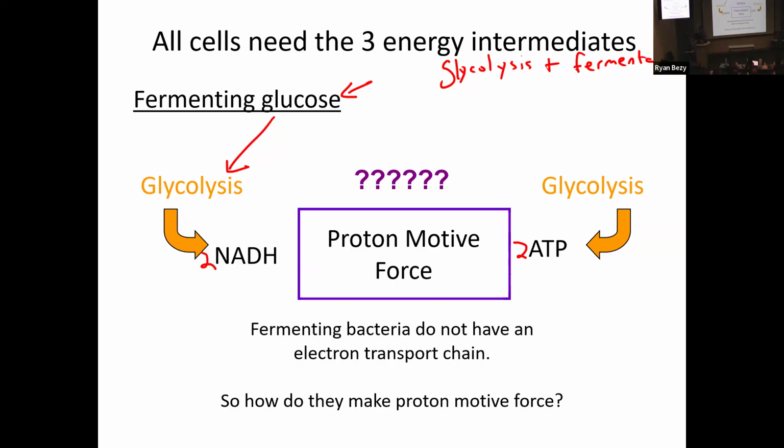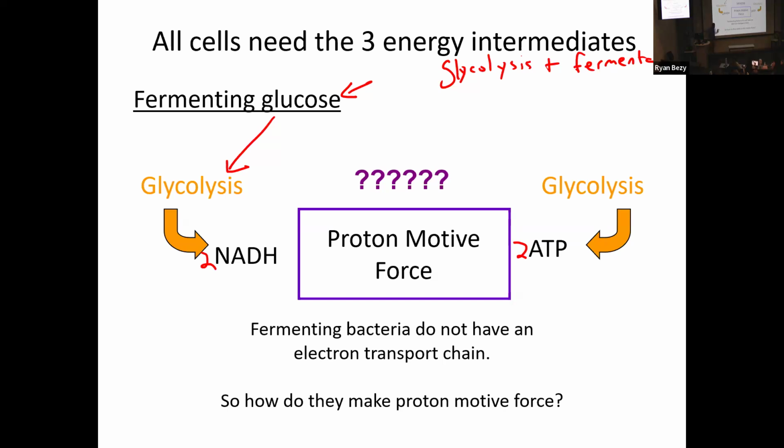But I also just said that all cells need the 3 energy intermediates. All cells need to make NADH. All cells need to make ATP. Also, all cells do need to make proton motive force, including, for instance, our cells. Does glycolysis make proton motive force? No. Does fermentation make a proton motive force? No. And there are some bacteria whose metabolic strategy is only glycolysis coupled to fermentation. That's all they ever do. There is no respiration. There are no electron transport chains.